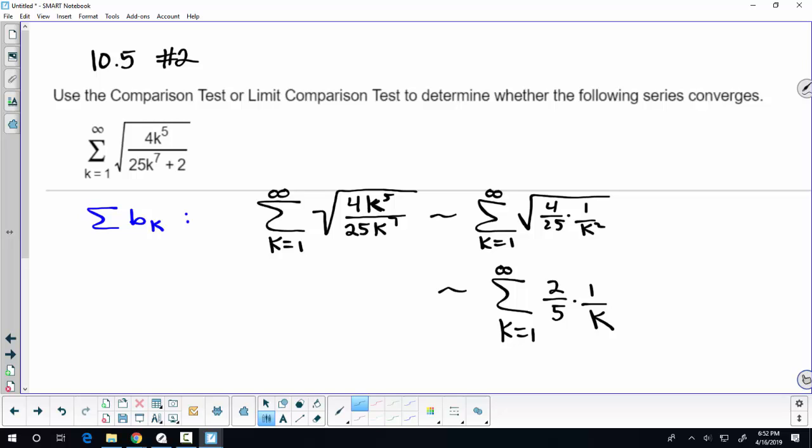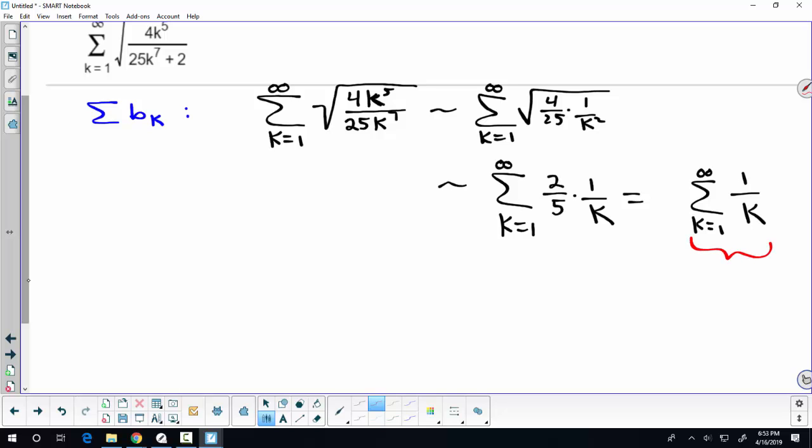We could additionally just compare to 1 over k, because remember the constants do not affect convergence or divergence. So what do we know about 2 over 5k? Well, we can say that's comparable. What do we know about this series? It's divergent, yeah, the harmonic series diverges. Or you could view that as a p-series with p equal to 1. 1's not greater than 1, diverges.